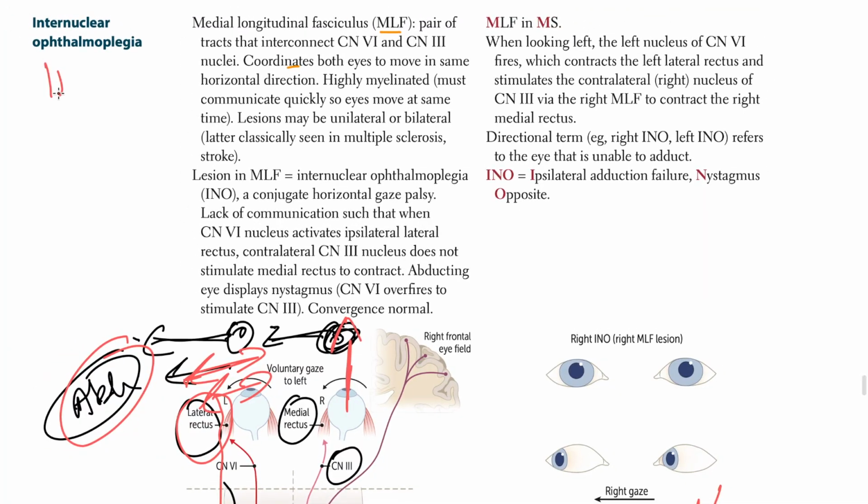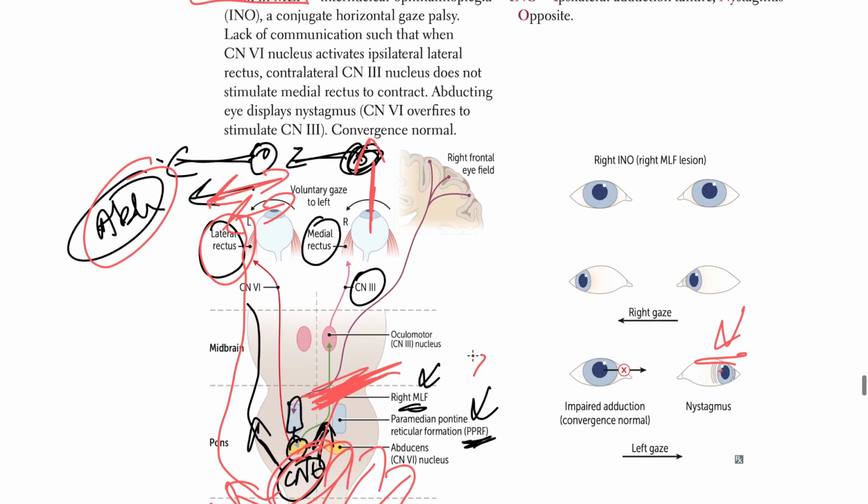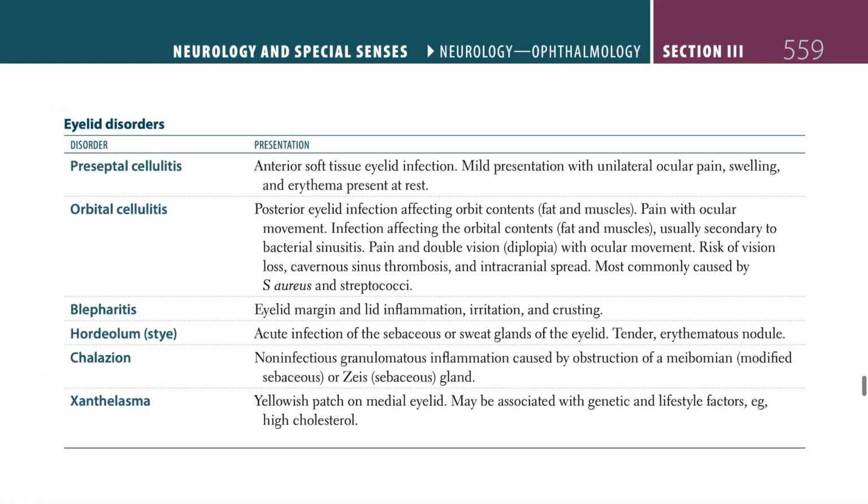Again, all you got to know is INO equals lesion in the MLF, which is right here. And that is all. Let's move on to the next thing. It's called the eyelid disorders. Preseptal cellulitis. Preseptal and orbital cellulitis, okay?